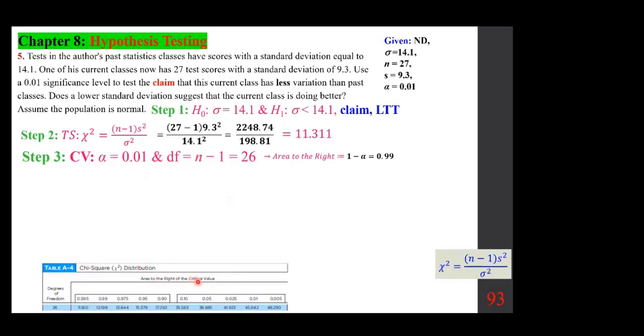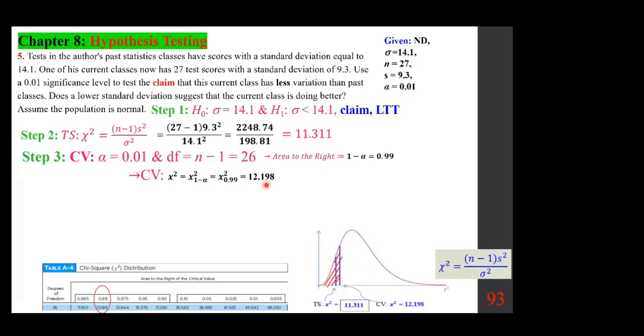So, area to the right of the critical value. This is the limitation of a table, and it results in the following. So the chi-squared has a value of 12.198 for the critical value. In the drawing, we notice that the critical value is way into the rejection area, so we are going to reject the null hypothesis. Compare the two.